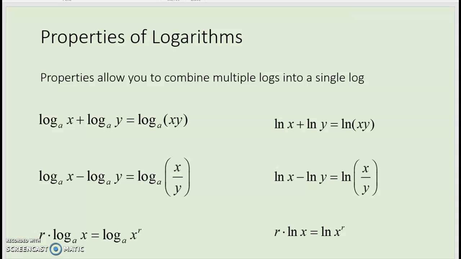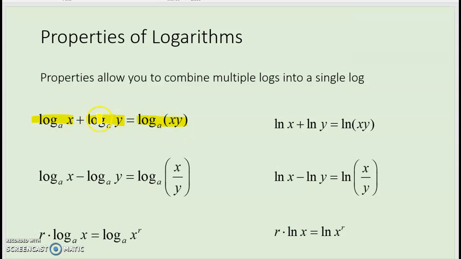There is a log version and a natural log version, so there's two of each. But the first one here talks about an addition of two logs. So keep in mind, anytime you see a logarithm, you're really talking about an exponent. So we've got log base a of x plus log base a of y, and we want to combine that into a single logarithm, which is the logarithm base a of x times y.